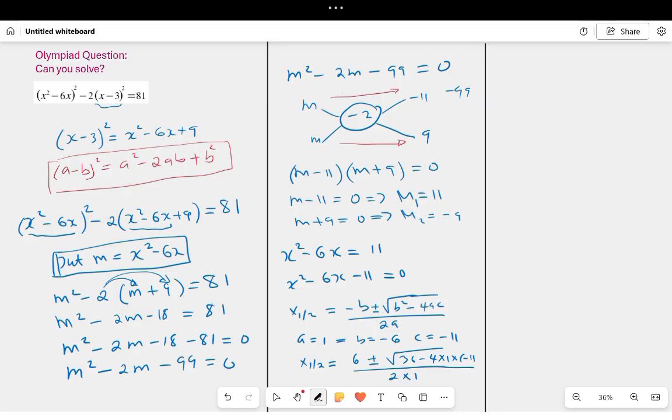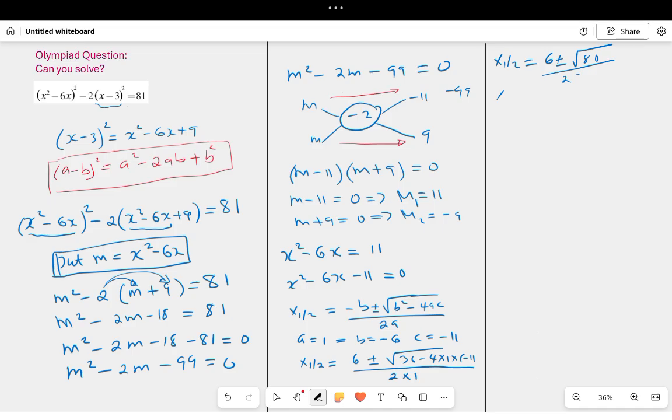Now, simplifying this further, the first and second solution is going to be equal to 6 plus or minus the square root of, now let's look at this, 36 plus 44, because we know for sure negative 4 times 1 times negative 11 is going to be 44. So 36 plus 44 is going to be 80. Then you divide by 2a. 2a actually is 2 times 1, so it's just 2.